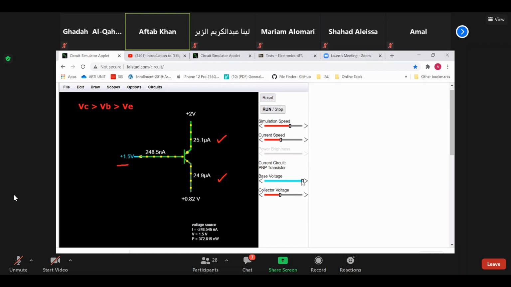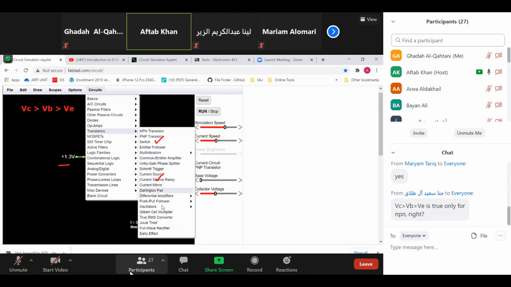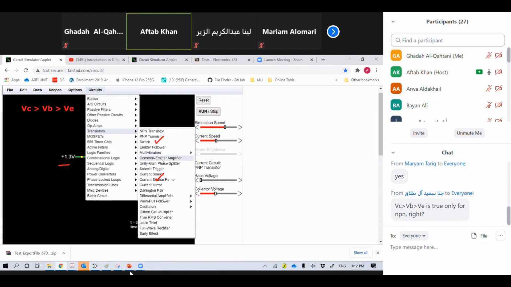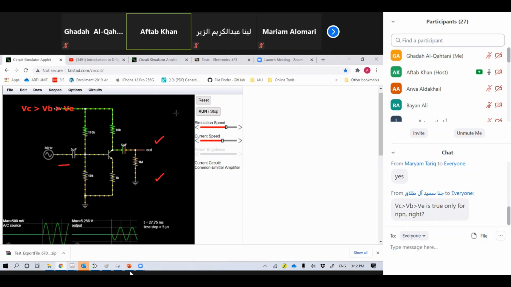Potential difference is less. So here is connected plus 0.2 volt. There are a lot of applications of the transistor. Maybe we have it as an amplifier, an NPN transistor, common emitter amplifier. See, this is a common emitter amplifier, girls.